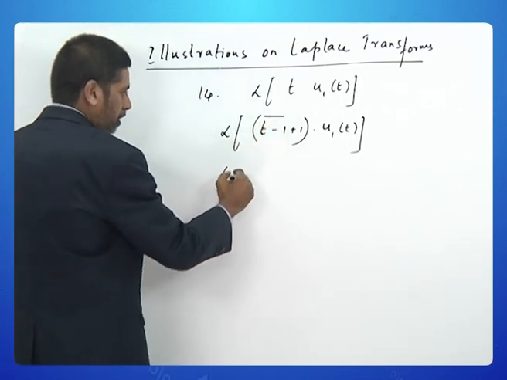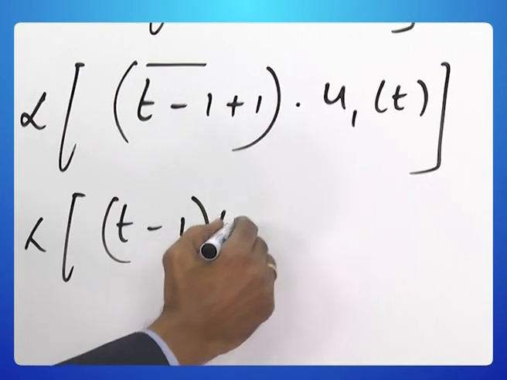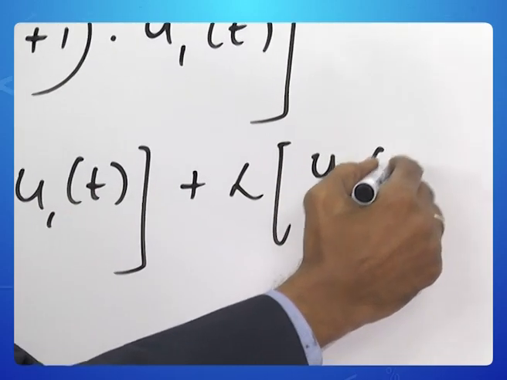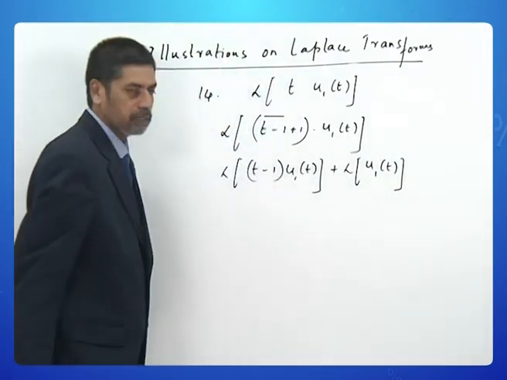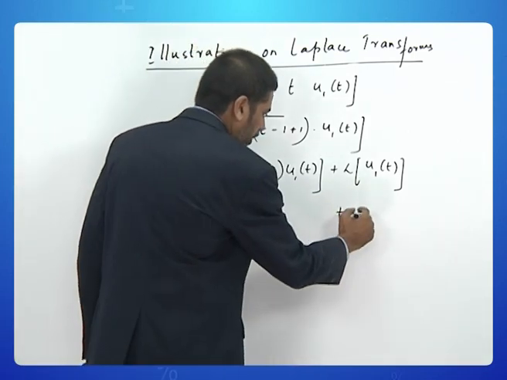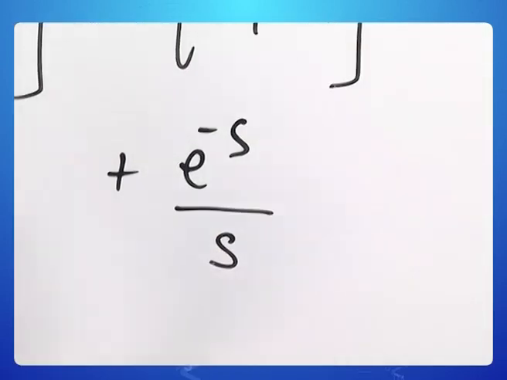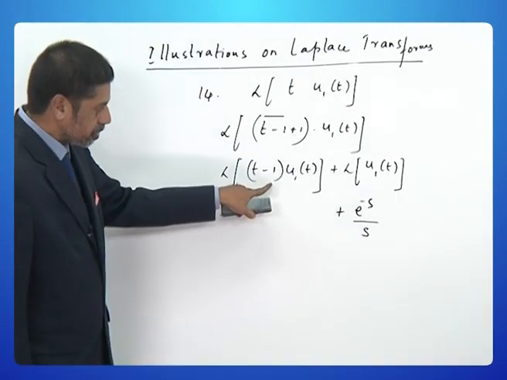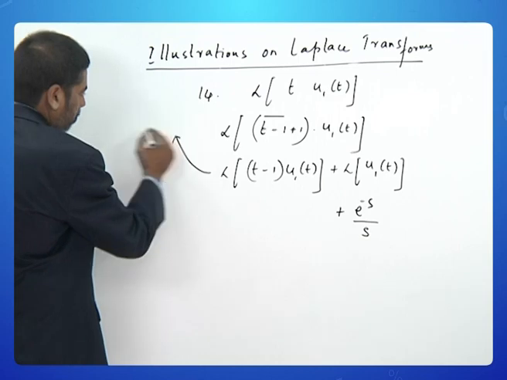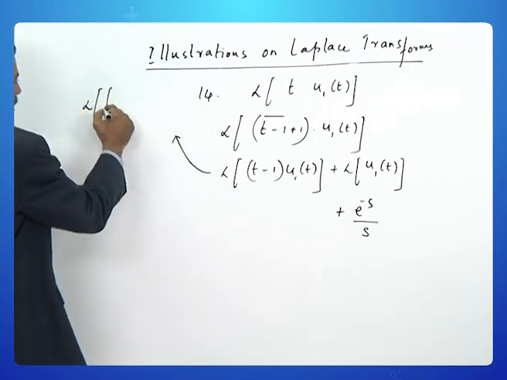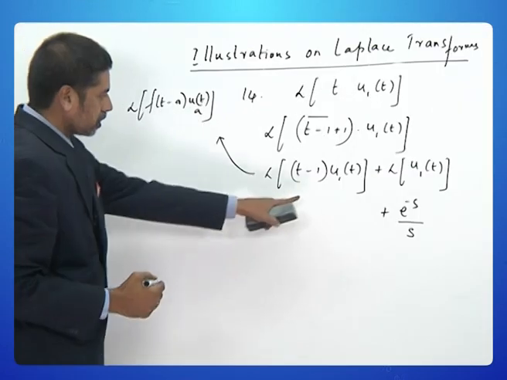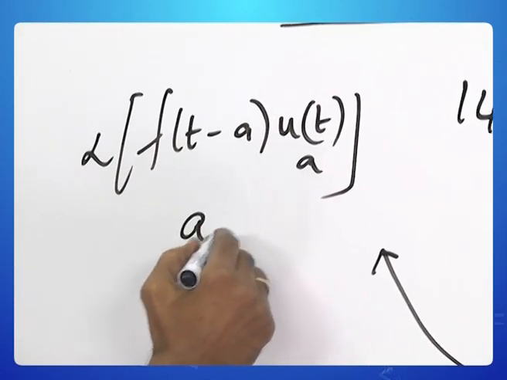So you can break this by linearity into two separate transforms. Now we know the transform of u1 of t is direct, so you can write it as e power minus s by s. That is straight away coming from tables, and this is based on second shifting property, right? So if you look at this, this looks like f of t minus a into u a of t. So you can see what it is. So what is a equal to? 1.